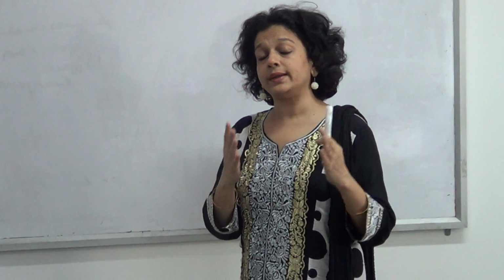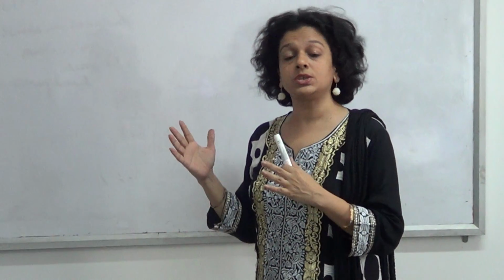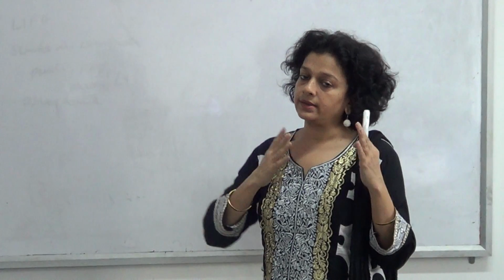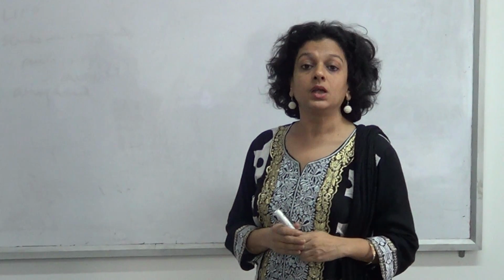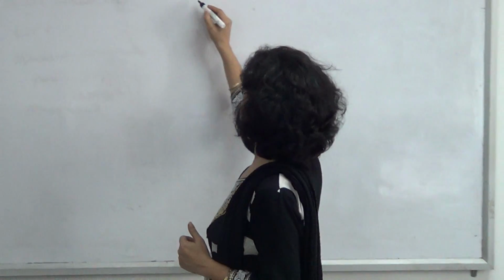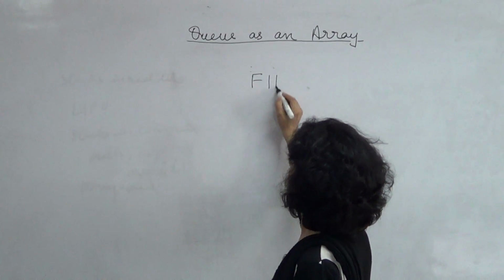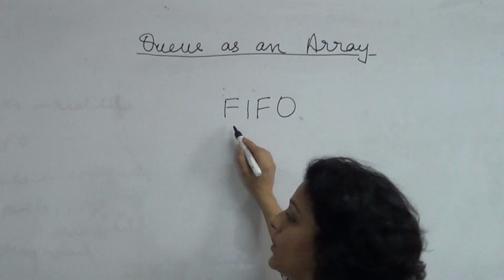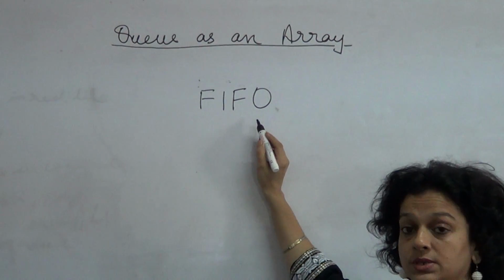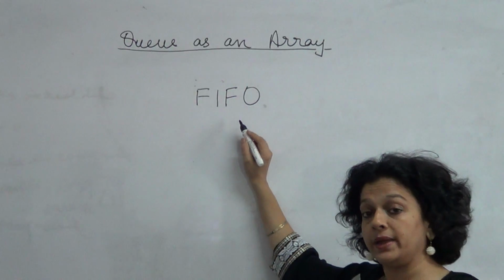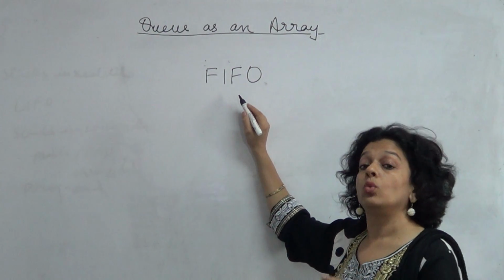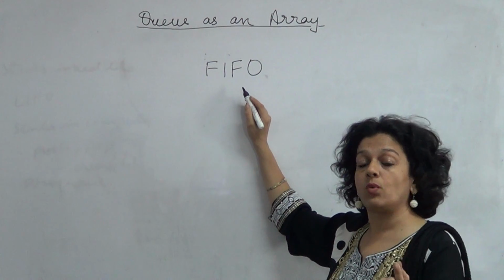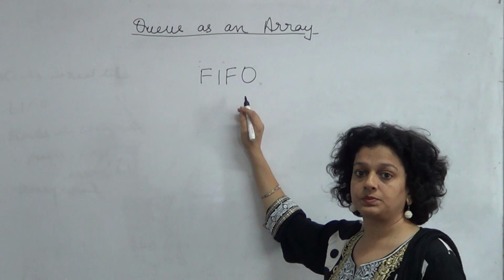Whenever a new entry joins the queue, it can only join from the back end, and the entry can leave the queue only from the front end. Thus we can say that queue works on a FIFO structure. FIFO means first in, first out. That is, the element which joins the queue in the beginning is the one which first leaves the queue.